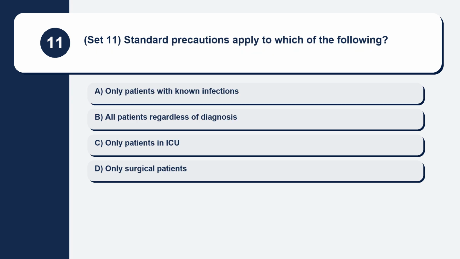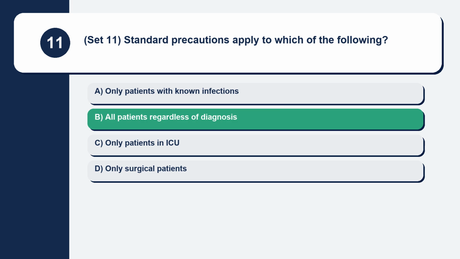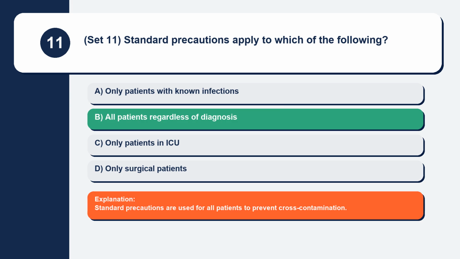Question 11. Set 11. Standard precautions apply to which of the following? Only patients with known infections. All patients regardless of diagnosis. Only patients in ICU. Only surgical patients. Standard precautions are used for all patients to prevent cross-contamination.